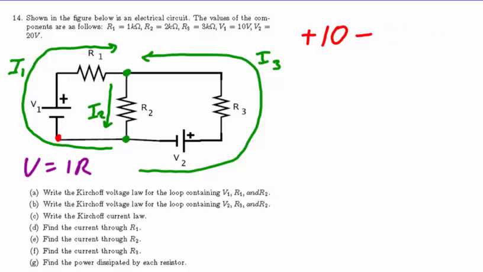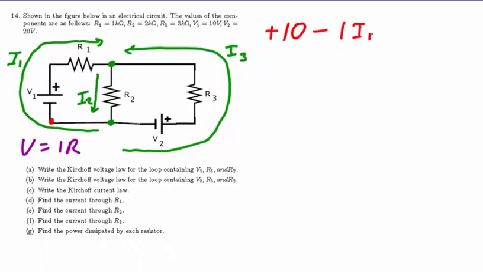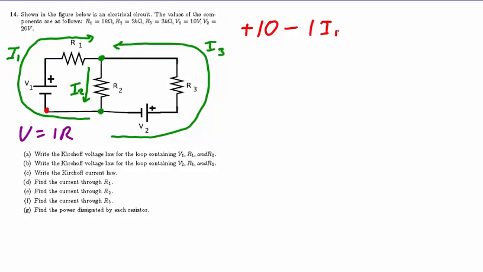For that reason, R times I is 1 kilo ohm times I1. Finally, to complete the first loop, we will continue going through R2. Since we are moving with the current, we will get negative 2 kilo ohms times I2 because we're moving downhill. Whenever you return to the beginning point, the total change in voltage must be 0, and so these three terms sum to 0.